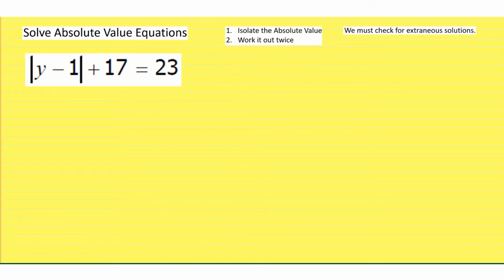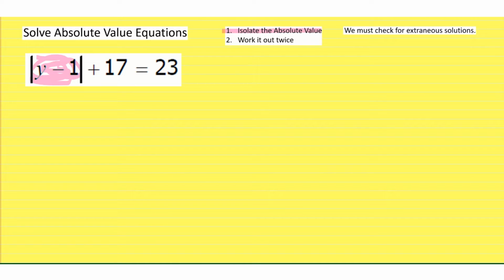We're going to solve an absolute value equation. Our equation says that we have the absolute value of y minus 1, plus 17, and that is equal to 23. So our first rule says that we're going to isolate the absolute value. That means I want to get all of this stuff all by itself.